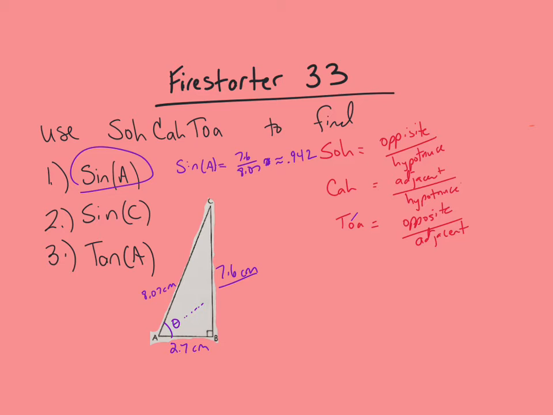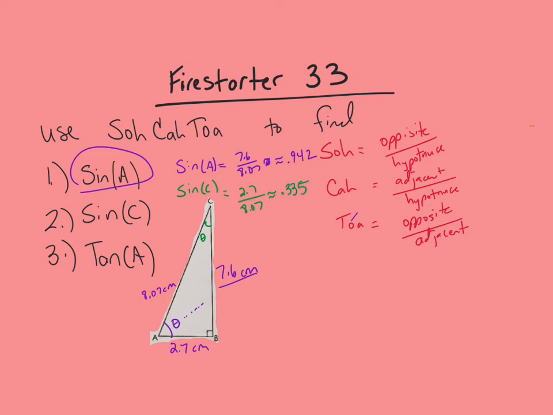Alright, so sine of C. Now this time, my theta, remember theta is the angle, we don't know that yet, is right here. So when I do sine of C, my opposite is now 2.7. So I'm going to do 2.7 all over 8.07. I'm going to put that into my calculator, 2.7 divided by 8.07. It's going to give me 0.335. So it's about 0.335.